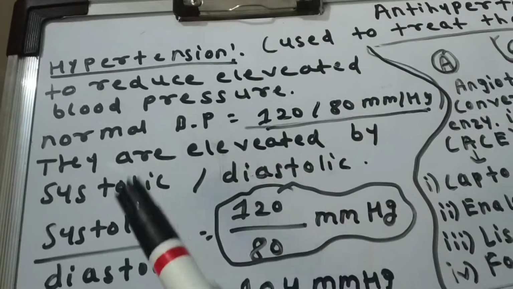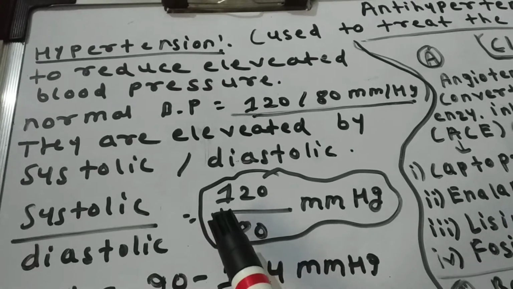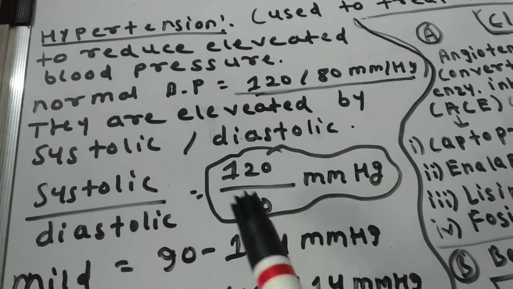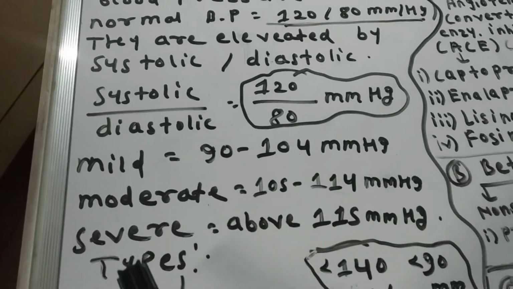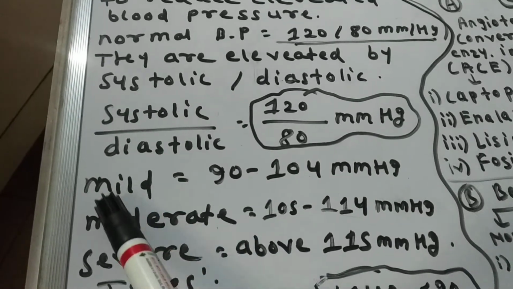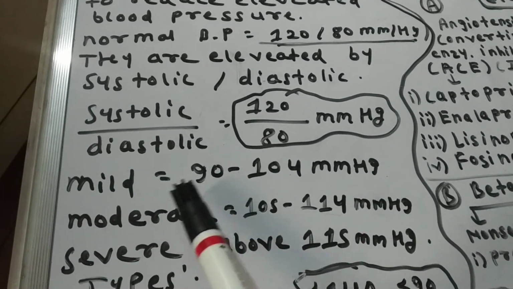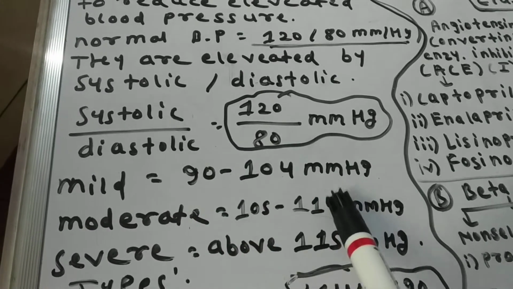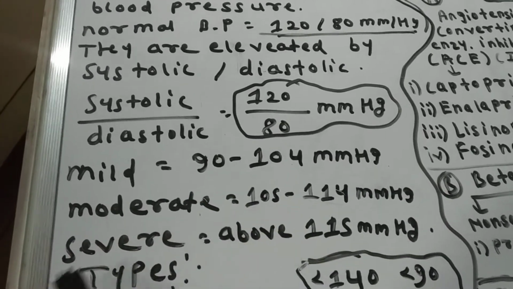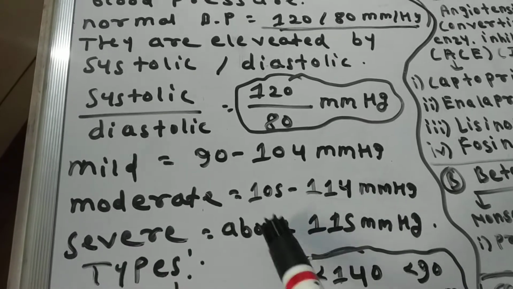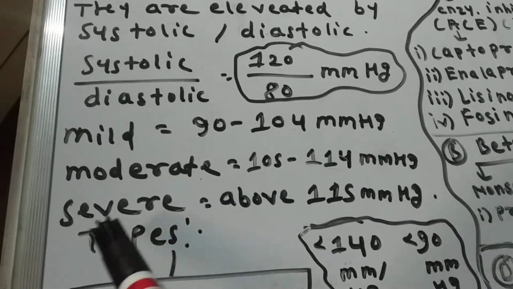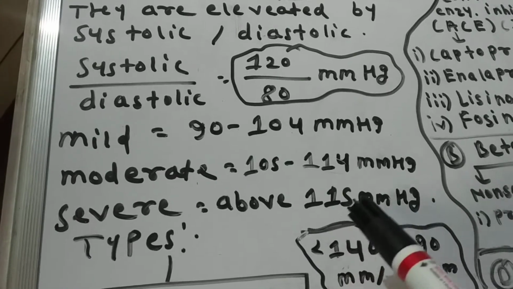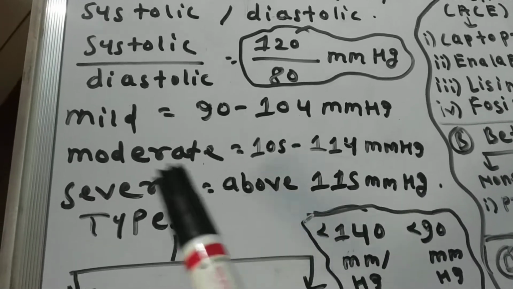In hypertension, both systolic and diastolic pressures are elevated. The systolic is 122 mmHg and the diastolic is 80 mmHg. There is mild hypertension, moderate hypertension, and severe hypertension. In mild hypertension, when diastolic pressure is 90 to 104 mmHg, it is mild hypertension. When diastolic pressure is 105 to 114 mmHg, it is moderate hypertension. Severe hypertension is when it is above 115 mmHg.